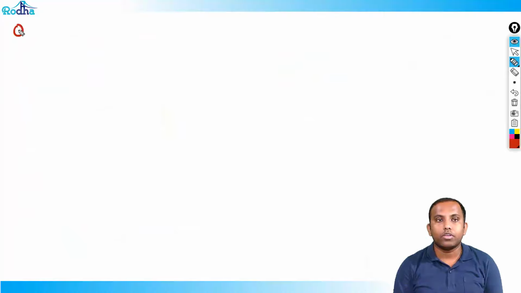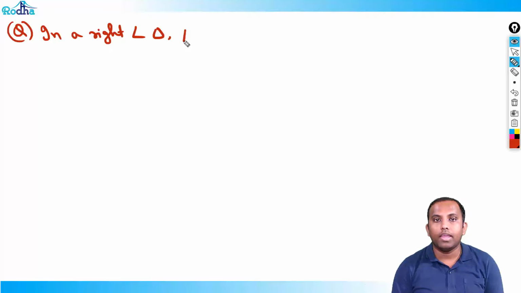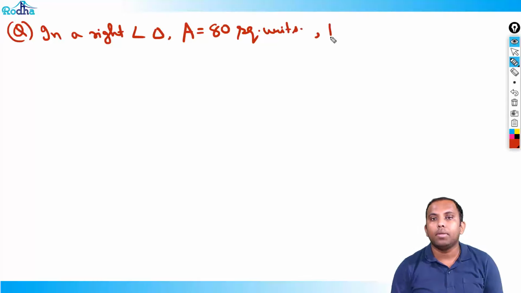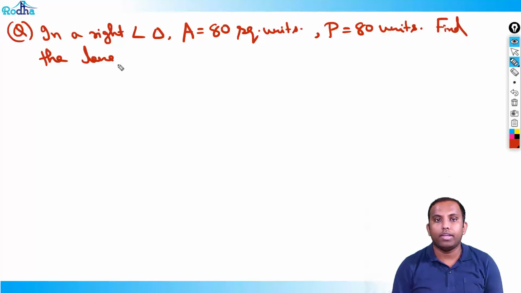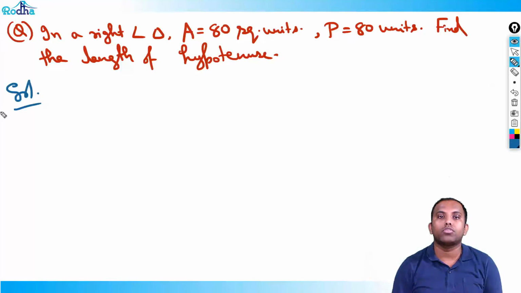See, next question. In a right angle triangle, area is given as 80 square units and perimeter is also given as 80 units. So both are given. We need to find the length of the hypotenuse. It may be a tricky question. It's an easy question, but it can be tricky if you don't use this funda.